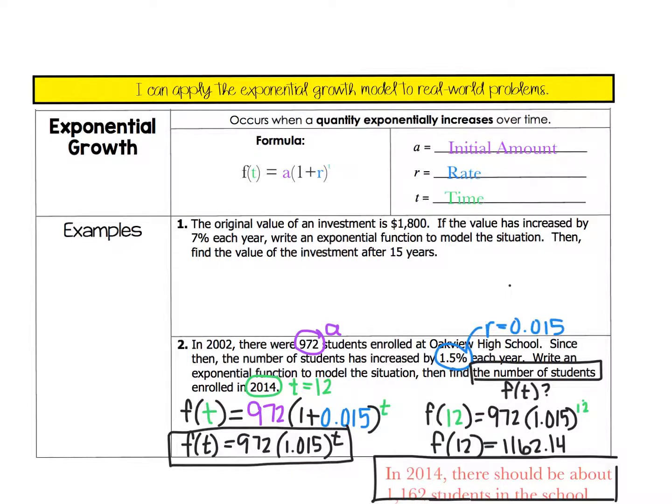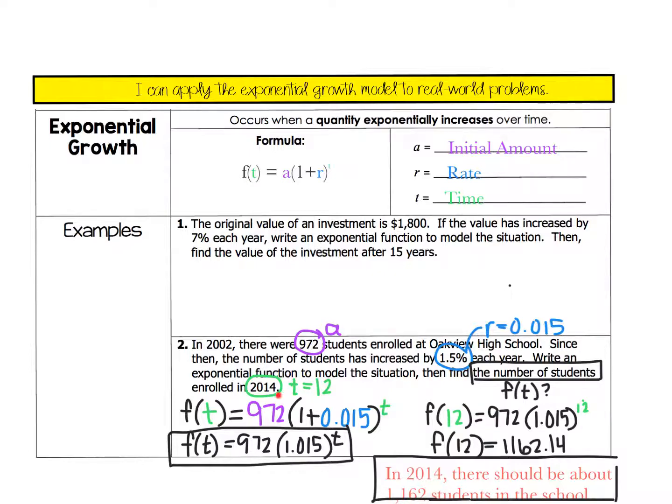So first of all, I was able to pick out that 972 is A, my initial amount. I was also able to say that 1.5 is my rate, but we know that in a calculator, I can't put in a percent sign, so we write it as a decimal. And so 1.5 is like 1.5%. So I know it's not going to be 0.15 because that would be 15%. So I take 1.5 divided by 100, or I'm moving my decimal 2 places to the left. So if I move it 2 to the left, it's 0.015.